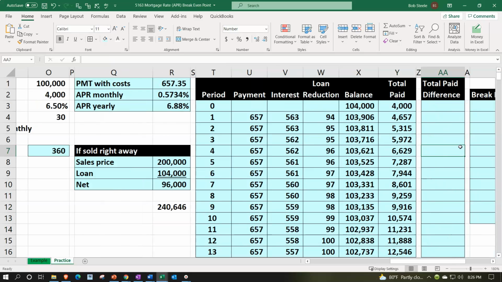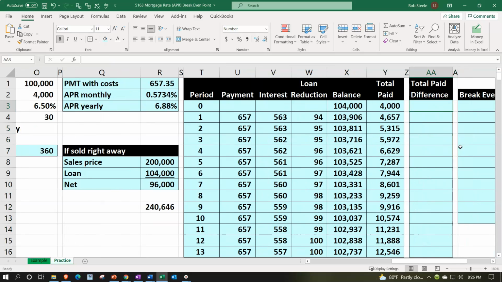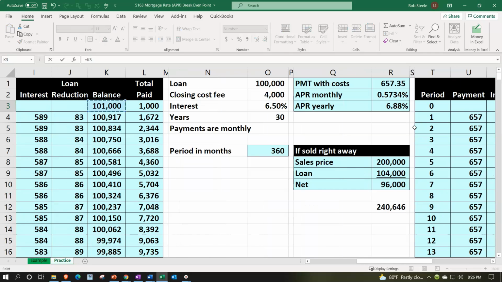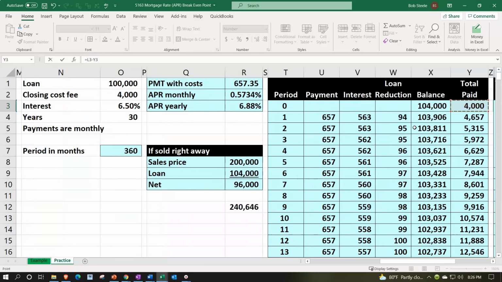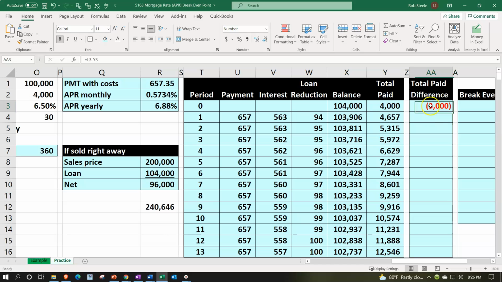Now, what we're looking for is when the loan balances are equal, or when these two costs kind of even out. So I could take the difference now between this number, the total paid, and this number. You can also take the difference between the loan balance, and I'm going to say, okay, that's the difference of the 3,000.